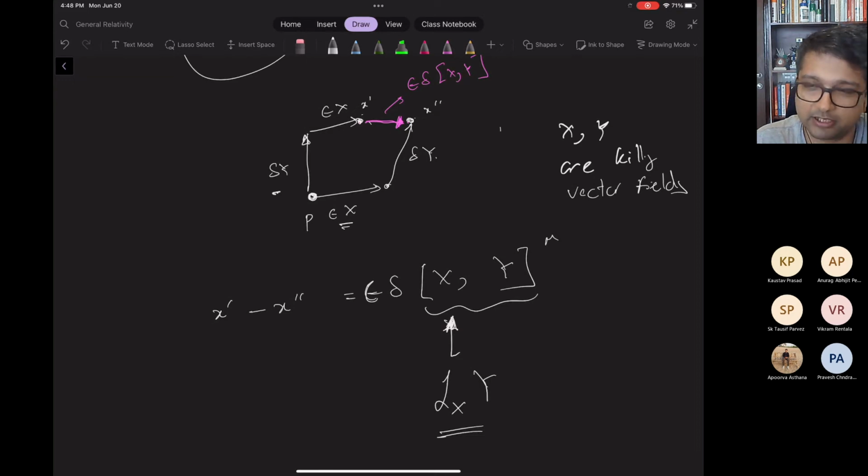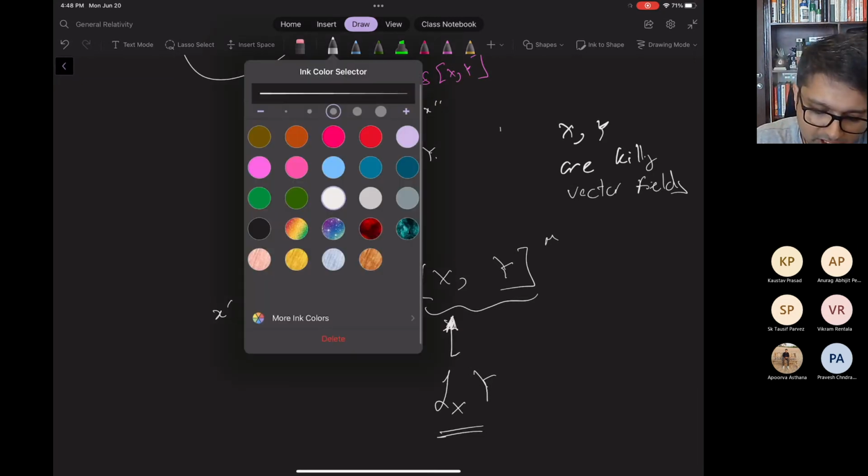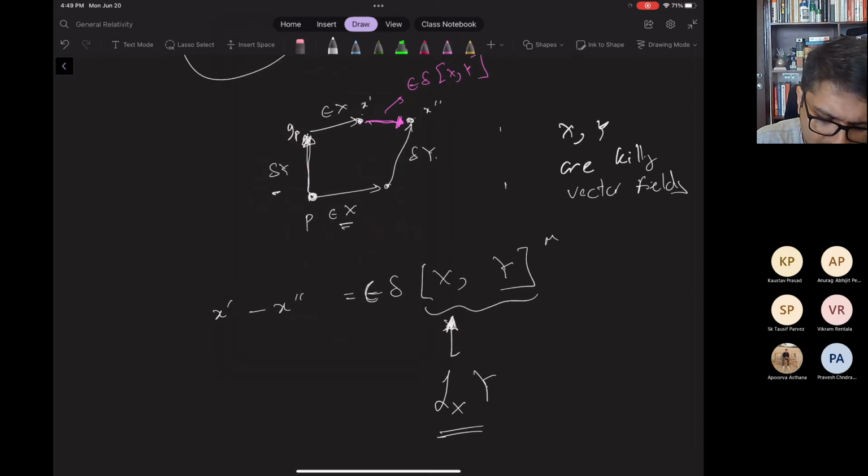Okay, so x and y are Killing vector fields. What that means is that when I flow from here to here, I'm preserving the metric. That is, if I pull back the metric from this point to the original point, then I would get back the original metric. Similarly, the flow along x is also an isometry, which means that when I pull back the metric from here, I would get back the original metric.